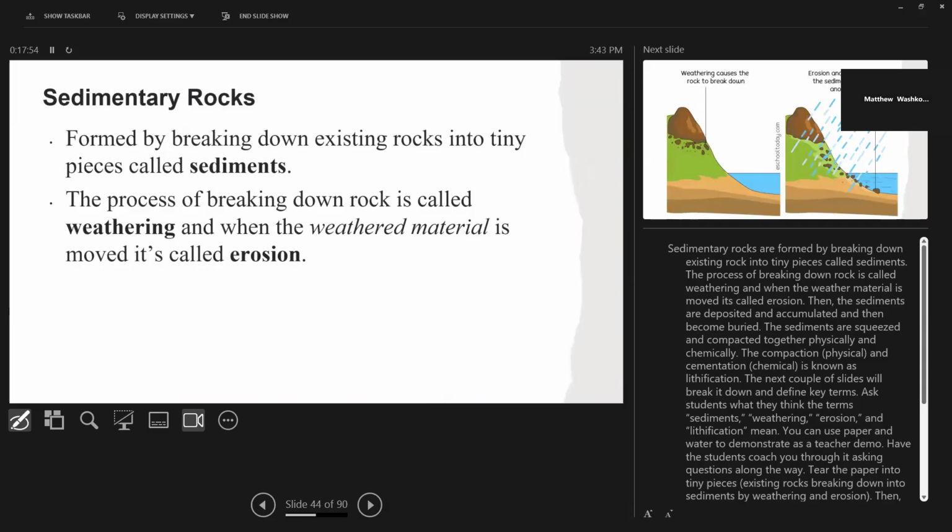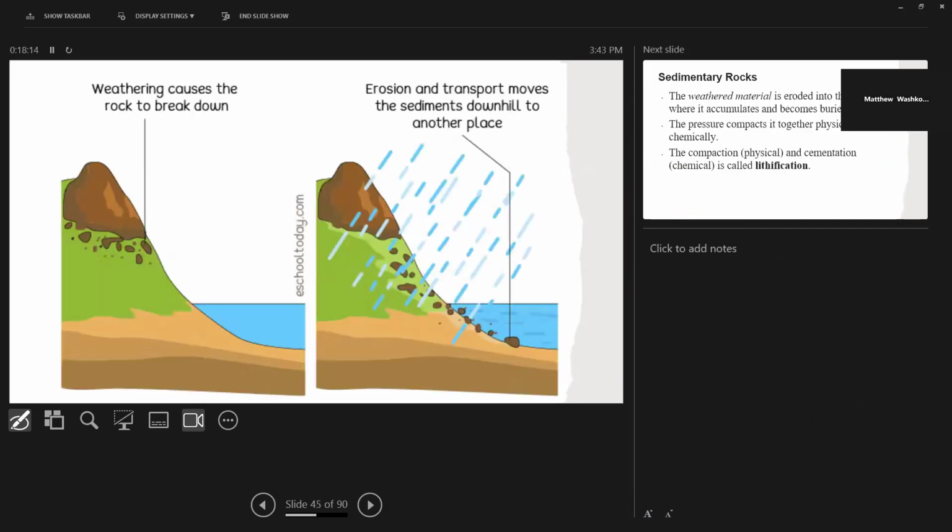So sedimentary rocks are formed by breaking down existing rocks into tiny pieces called sediments. The process of breaking down the rock is called weathering. And the weathered material is moved, and when it's moved, it's called erosion. Okay? So weathering is different from erosion. So write that all down. Again, a little bit of a picture here to help understand this. Weathering causes these rocks to break down, and they slowly end up here. You give it enough time, and it builds up.